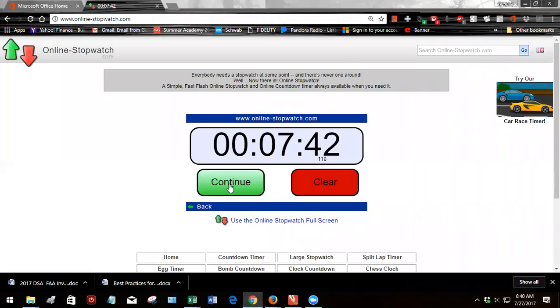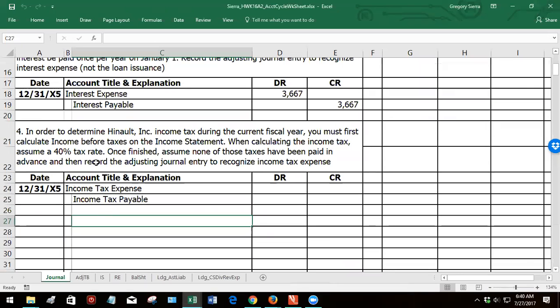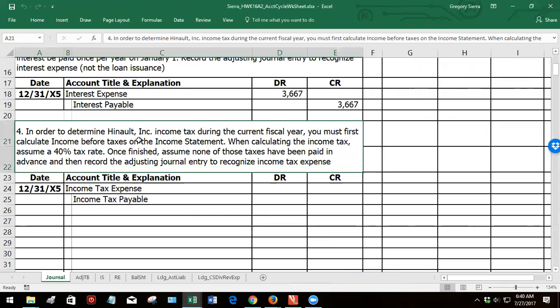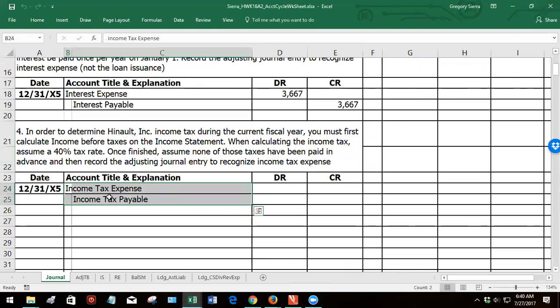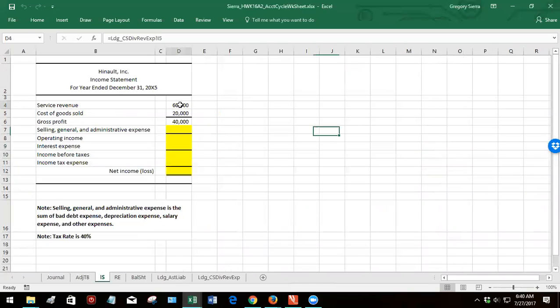All right, I'm going to start the clock, and we will continue working on the problem. Ready, set, go. Looking at the journal entry, again, we have a 40% tax rate, and we want to calculate income before taxes, income tax expense and income tax payable. An adjusting journal entry has a revenue or expense and then a balance sheet account, so we have an expense account and a liability. Let's get back to the adjusted trial balance and go to the income statement. I've already put in service revenue, cost of goods sold, and gross profit is the difference.